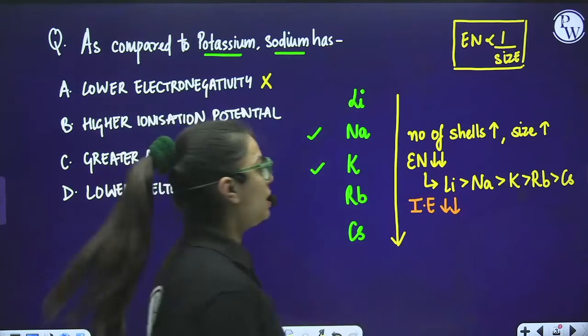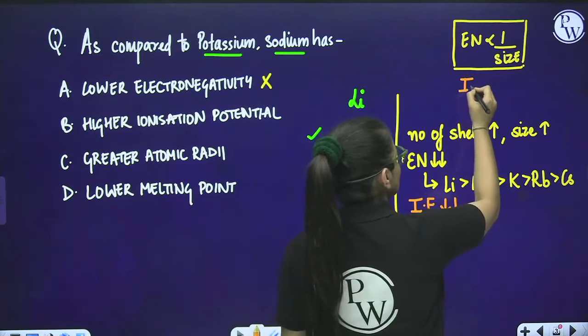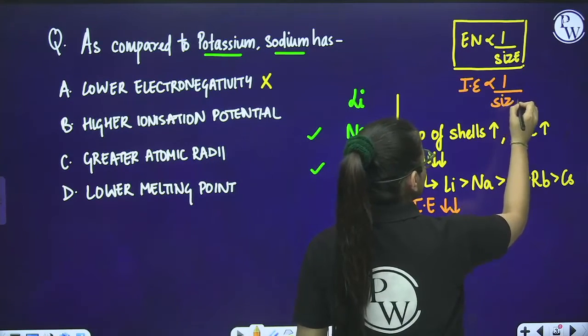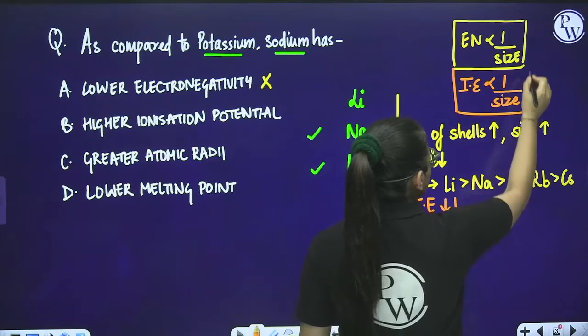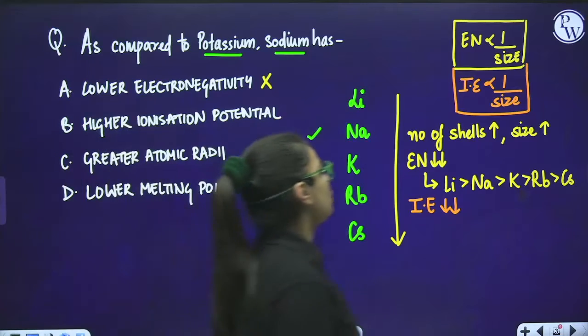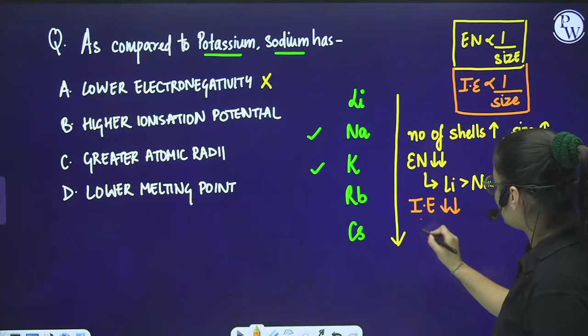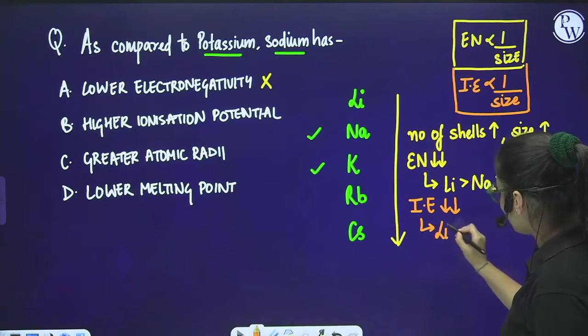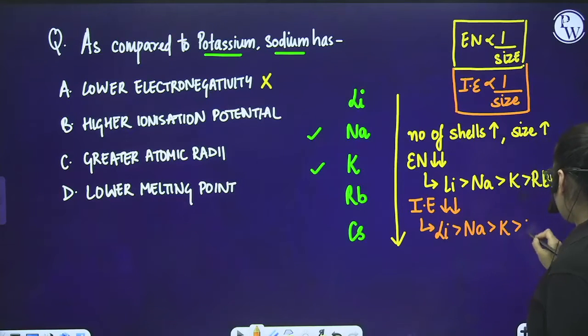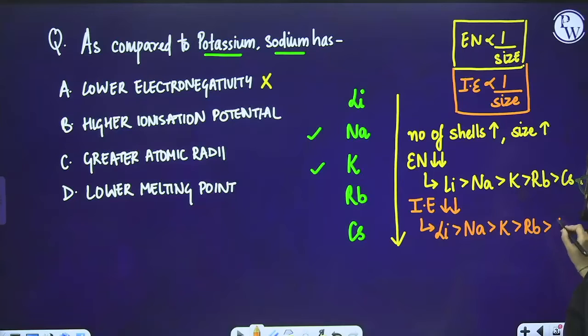It is the same way that ionization energy is also inversely proportional to size. If size is going to increase, ionization energy will also decrease, right? So the order, if I have to write over here, is again going to be the same. It is going to be lithium will have highest, then sodium, then potassium, then rubidium, then cesium.